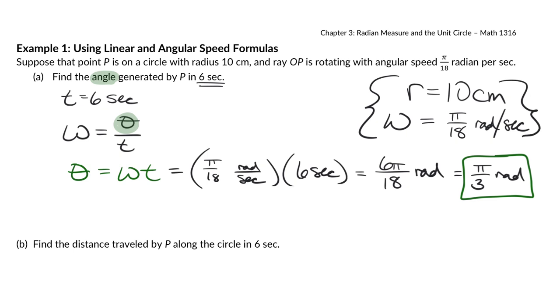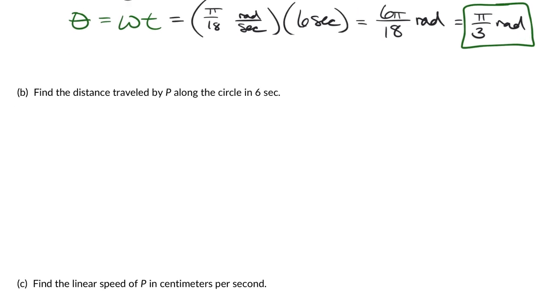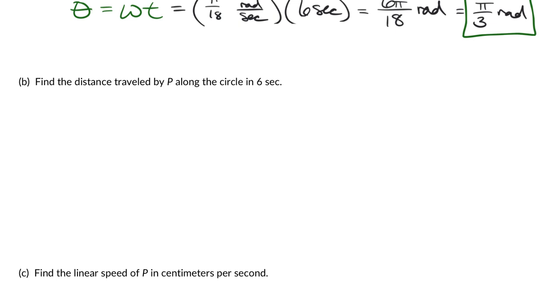Because part B says to find the distance traveled by P along the circle in 6 seconds. So if we're looking for the distance traveled this time, distance traveled by P along the circle. Don't draw this, just watch for a second. Here's my circle. And if I'm wanting to figure out the distance traveled, what am I looking for? Arc length. Yay. We're looking for arc length. It's how much we've traveled around a circle. We're looking for the crust of that pizza. That is arc length. So we're looking for S.